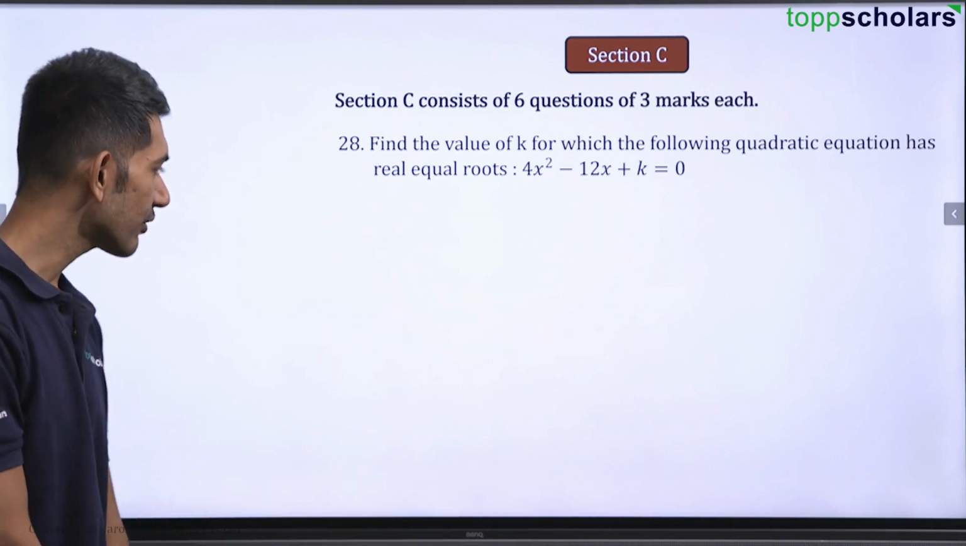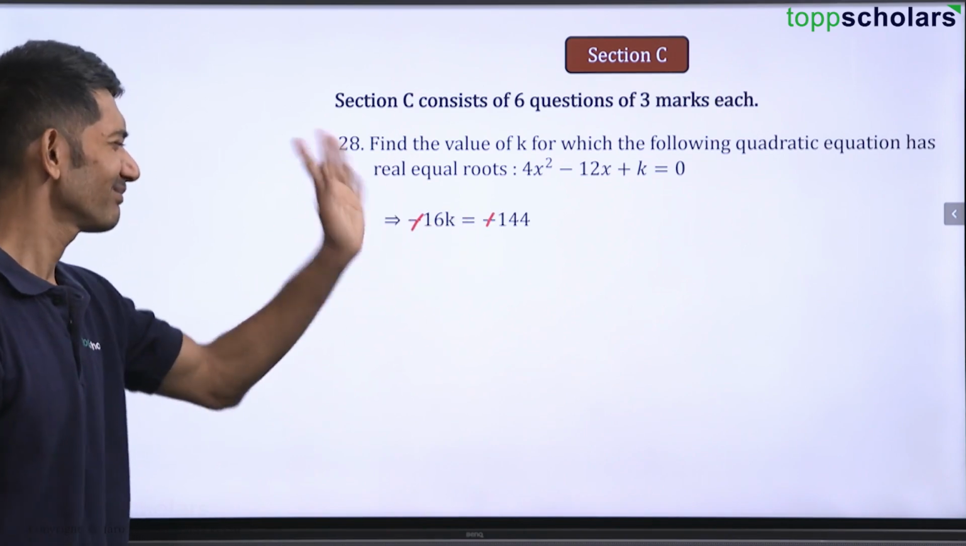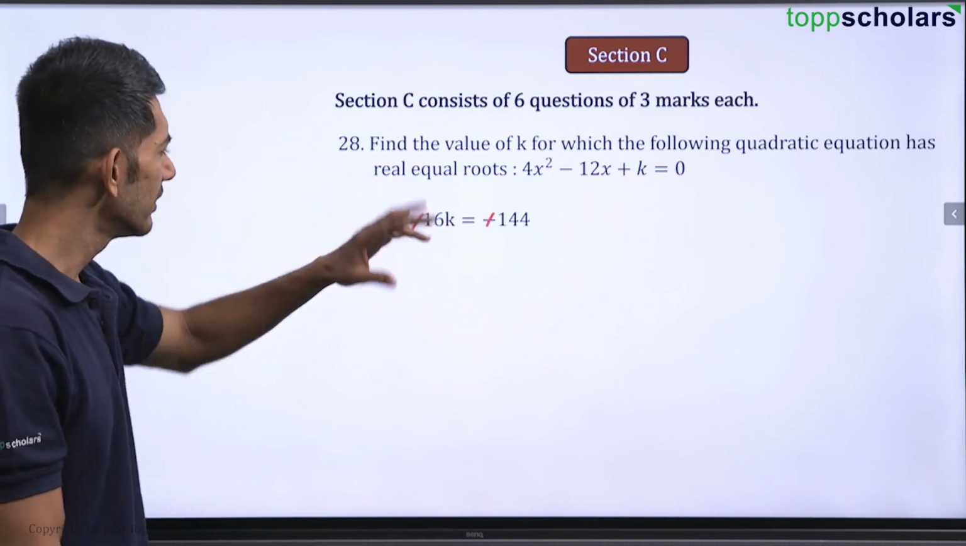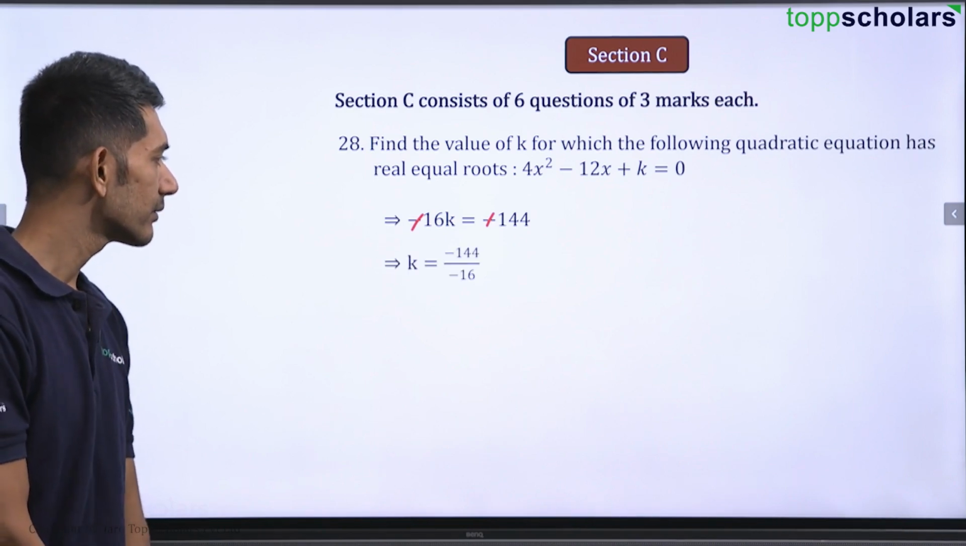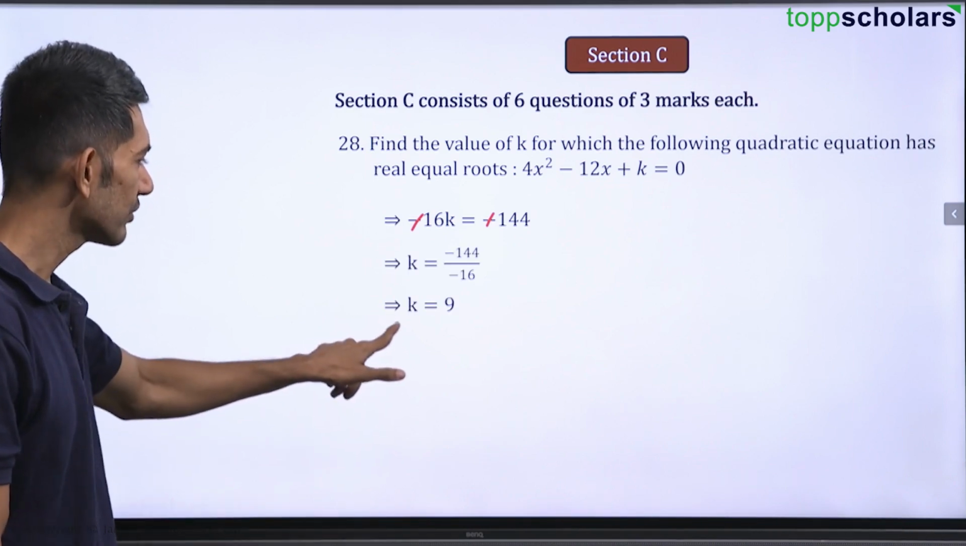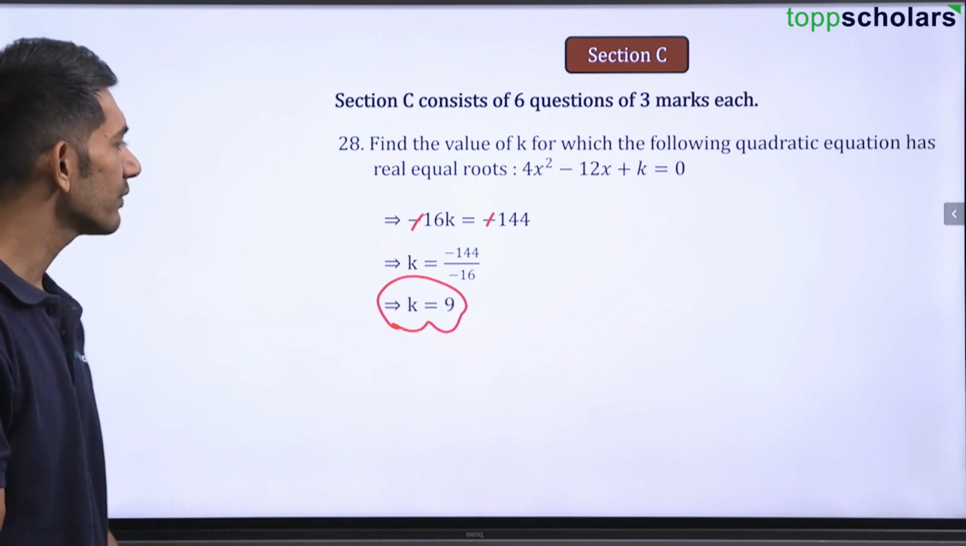So 16k is equal to 144, right? Minus minus gets cancelled, or depends on how you shuffle it. And then k is equal to 144 divided by 16, right? That is 9. So obviously you're going to get a positive answer because both of them are negative here. That's it. The value of k is 9.